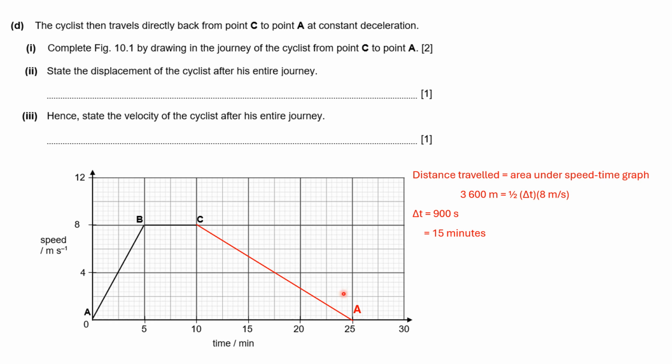Then, because he has gone back to point A, the displacement would be 0 meters, because displacement is the total distance between the starting point and the ending point, which here is 0, and velocity is the displacement over time. And if the displacement is 0, there's therefore no velocity.